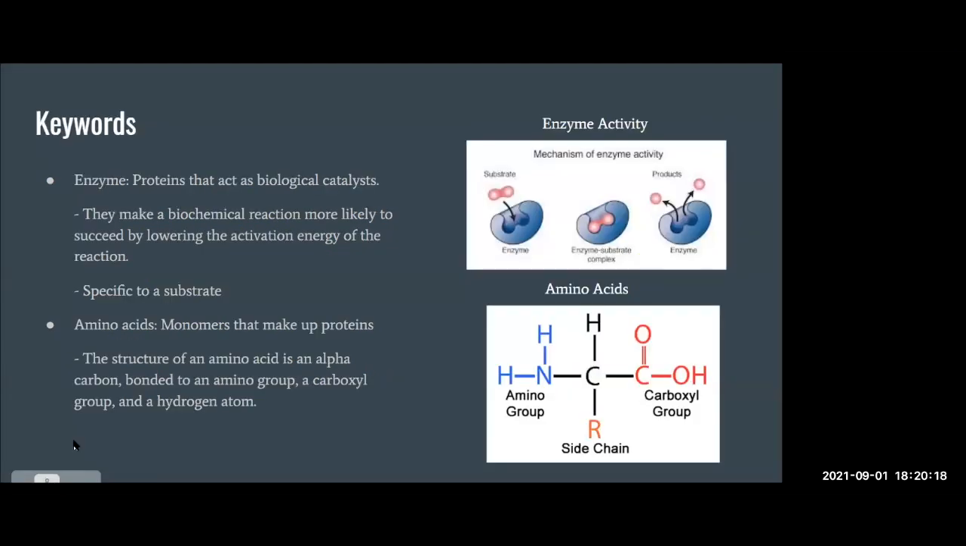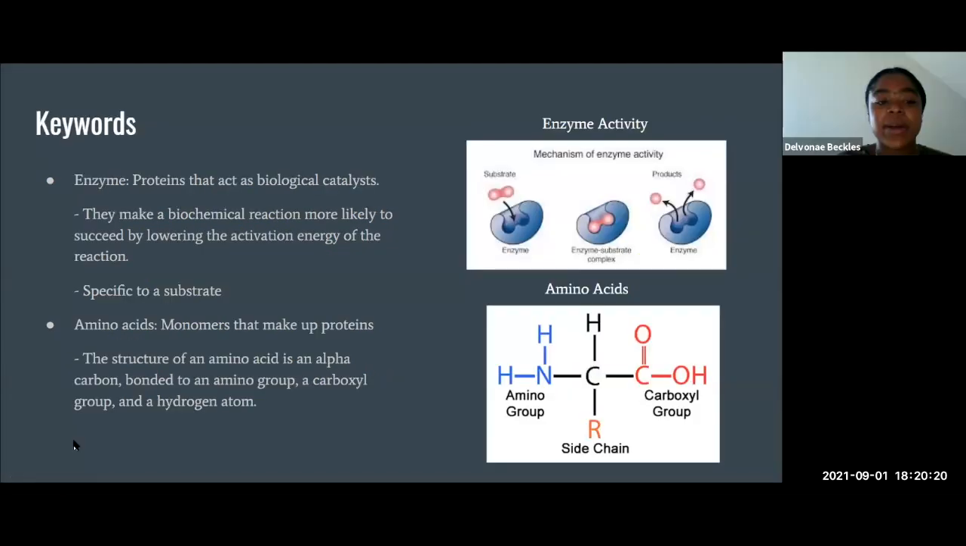So next, we're going to talk about keywords. We're going to talk about enzymes, and enzymes are proteins that act as biological catalysts. They make a biochemical reaction more likely to succeed by lowering the activation energy of the reaction, and they're specific to a substrate. To the right, we have a photo of enzyme activity, and it just shows a substrate going into an enzyme, and then finally the products being released.